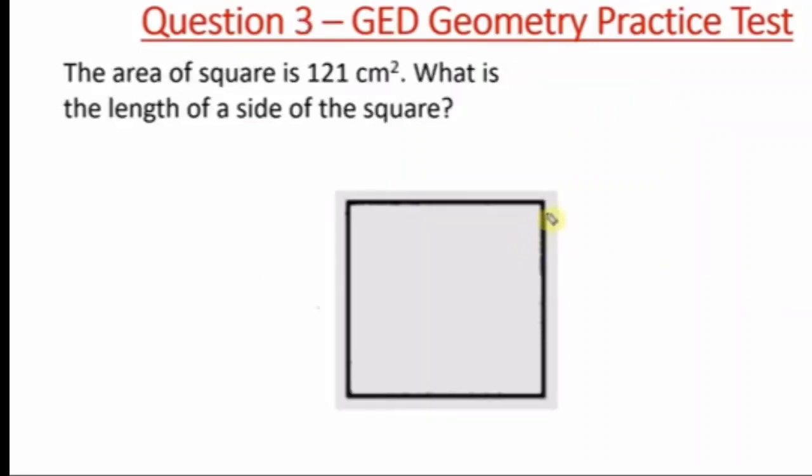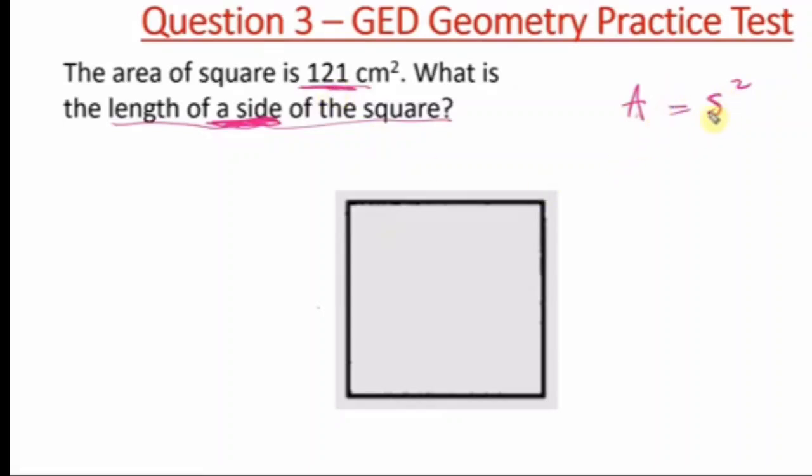Now question 3 of our GED geometry practice says the area of a square is this. What is the length of a side of the square? You can see a side. And from our formula sheet, the formula for the area of a square is s squared. And it has told us our area is what?